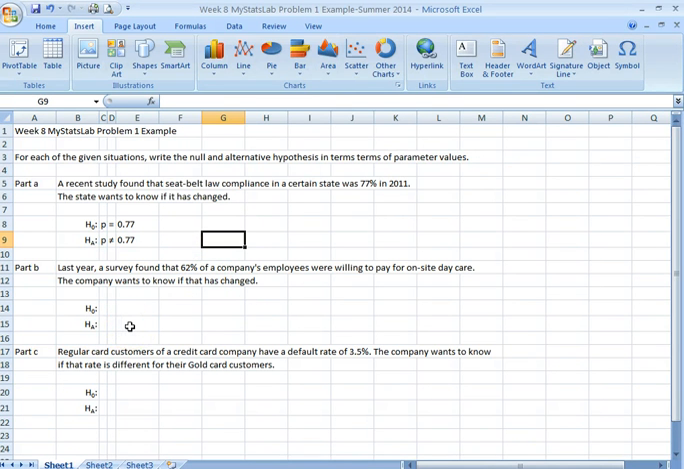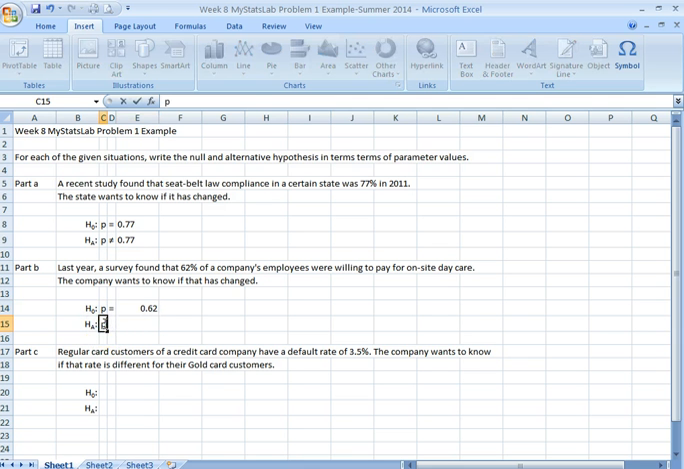Part B says last year a survey found that 62% of a company's employees were willing to pay for on-site daycare. The company wants to know if that has changed. Well, that sounds a lot like Part A, doesn't it? And it's going to end up being about like that. So let's look. The survey said 62% are willing to pay for on-site daycare, so our null hypothesis will be P equals 0.62. And just as before, the company wants to know if it's changed. Not up, not down, not left, not right, whatever. It just wants to know if it has changed.